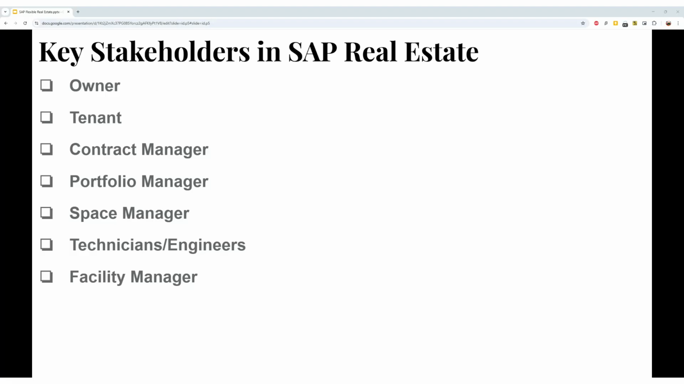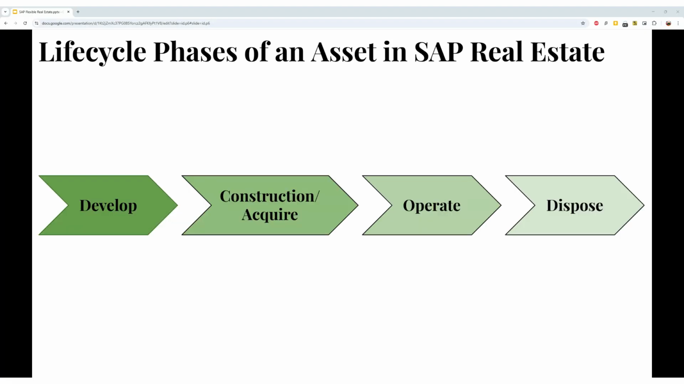He is also responsible for annual facility planning, facility financial forecasting, work specification, installation, as well as engineering plans and construction. So these are some of the key stakeholders in SAP Real Estate. Next, we are going to talk about the life cycle phases of an asset in SAP Real Estate.